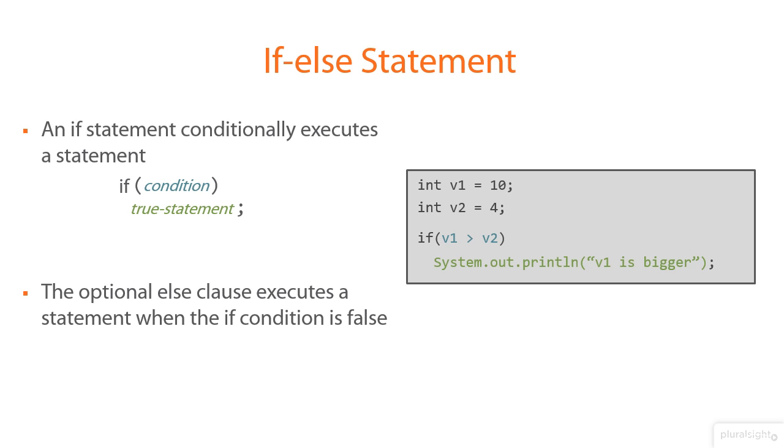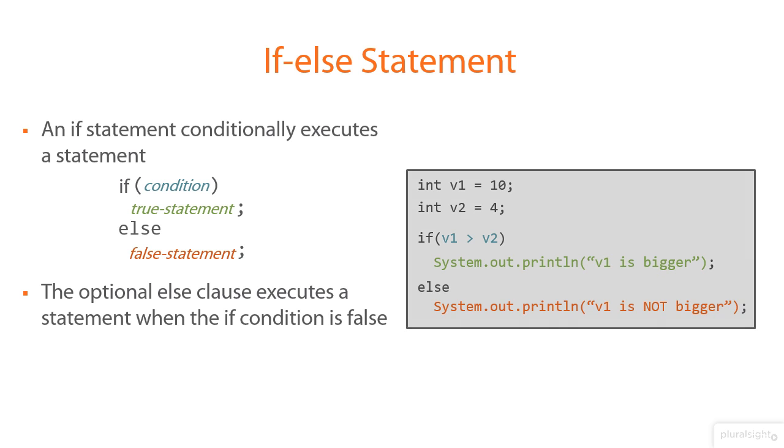If statements can optionally have an else clause added to them, which says what you want to do if the condition is false. You simply put else followed by whatever you want that action to be on the false side. So in our code here, we simply say else, print out V1 is not bigger.